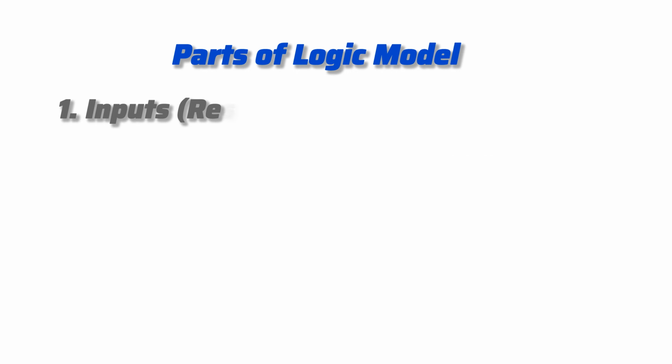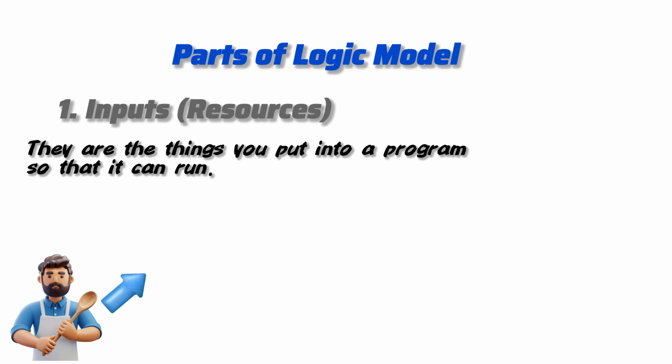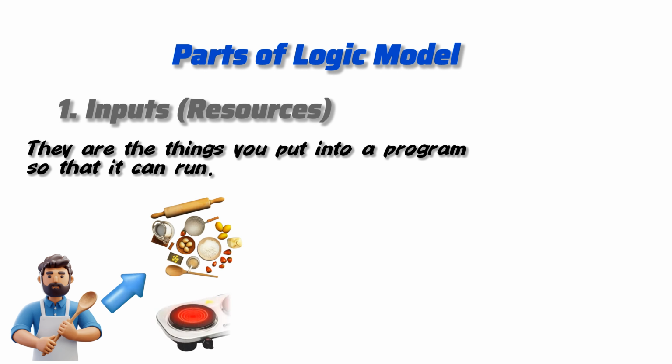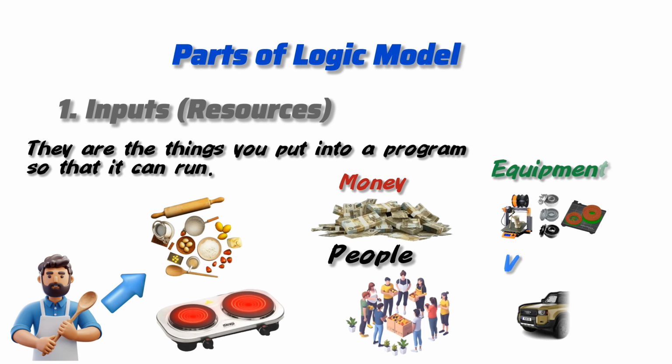So the first part is inputs or resources. So inputs are everything that you need to start your project. These are your resources. So think about it this way. Before you can cook a meal, you need ingredients, you need a pot, you need fire, and you need a cook. These are your inputs. So in health projects, your inputs could be money, staff, facilities, equipment, vehicles, or even demand from the community, meaning people actually want the service you are offering. So without inputs, nothing moves. This is where everything begins.